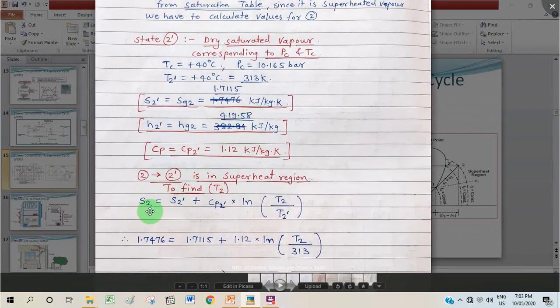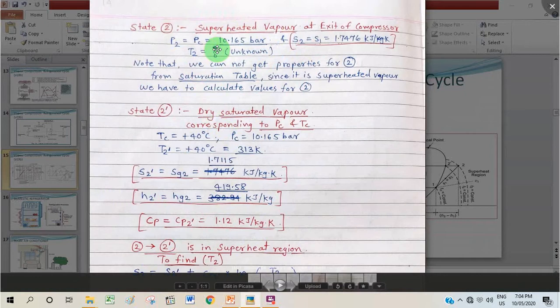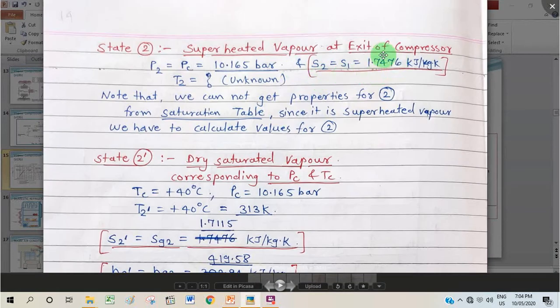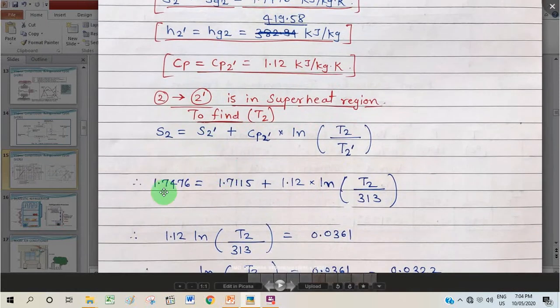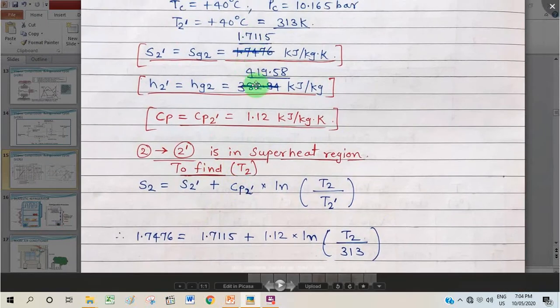So the relation of entropy is given like this: S2 equal to S2 dash, that is saturated vapor entropy, plus Cp, specific heat, into Ln, that is natural log to the base e, of T2 by T2 dash. Now T2 dash is nothing but the condensing temperature. Here we have taken it, and T2 we have to find out. On the left hand side, S2 is equal to S1, since it is an isentropic process. This value is also known, 1.7476. So by putting all these values, S2 dash from here, Cp from here, and temperature.